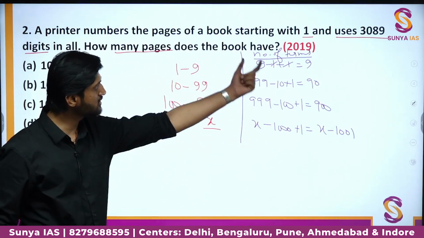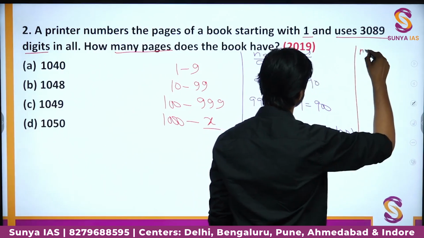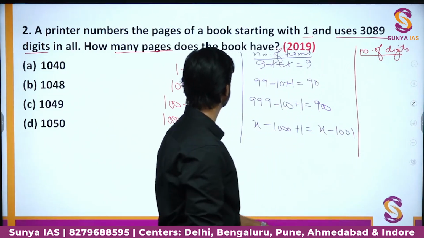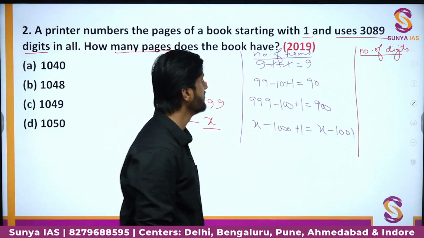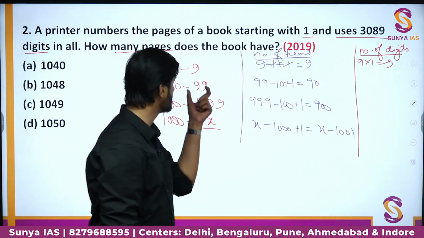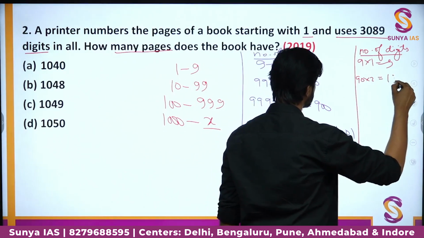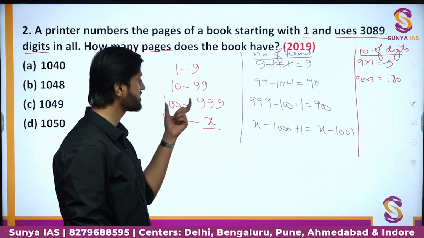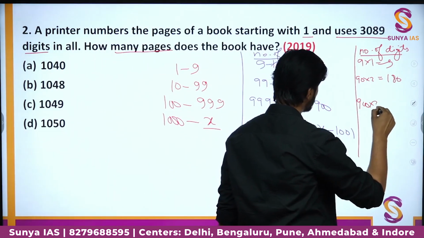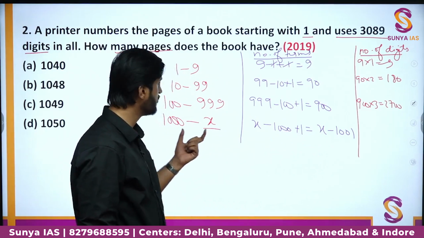Okay. So, if this is the number of terms, what is the number of digits? We have a third column of number of digits. Since these are all 1-digit numbers, we have the number of digits as 9 into 1, that is 9. Here we will have 2-digit numbers, so the number of digits will be 2 into 90, that is 180. Here we have all 3-digit numbers, so we will have 900 into 3, that is 2700 digits. And finally, here we have 4-digit numbers, all of them.